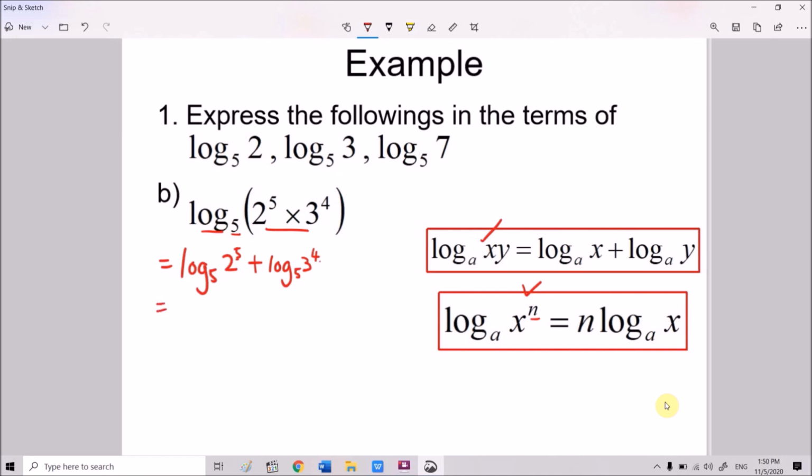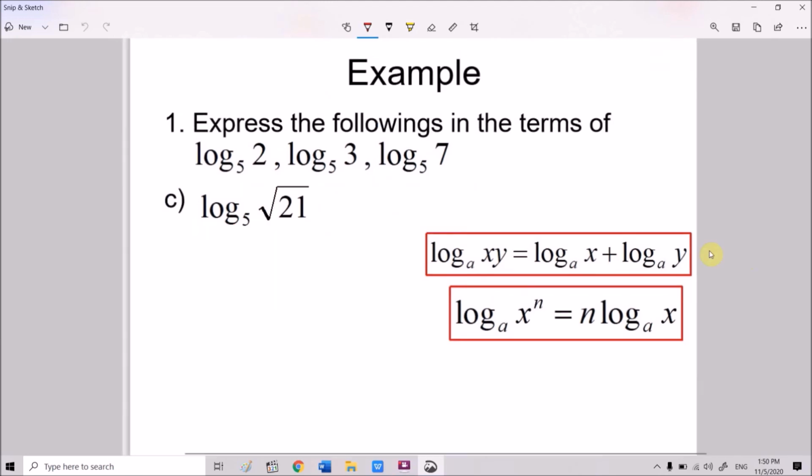Okay, so according to this law, we just bring the m to the front here. So we just bring the 5 to the front here. So you have 5 log base 5 of 2 plus, and the 4 we just bring to the front here. We get 4 log base 5 of 3. So now you show this in terms of log base 5 of 2 and log base 5 of 3 only. That's the answer. So now we have question C.